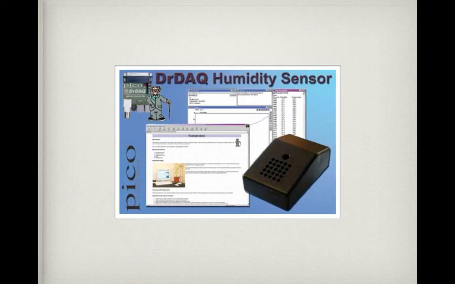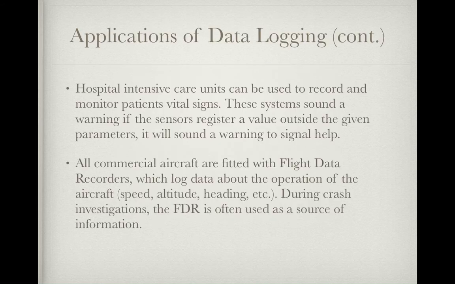This is an example of a simple humidity sensor, which might be used to measure humidity in a local area, just kind of a standard thing. Hospital intensive care units can also be used to record and monitor patients' vital signs. These systems sound a warning if sensors register a value outside the given parameters, to signal help. For example, if the heartbeat monitors see the heartbeat go dead, then they will signal an alert, and all the doctors come running.